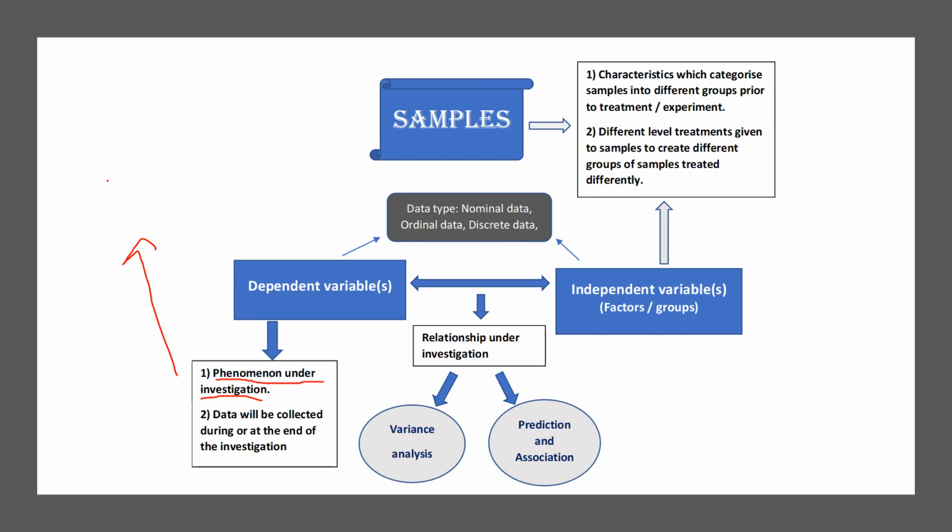If you want to do rheology, you must set up your experiment, do your treatment, and then make your final observation and collect data. So we always collect the data for the dependent variable at the end of the experiment, and sometimes when the experiment is already running. So the phenomenon under investigation is where data will be collected during or at the end of the investigation. That is how you figure out which one is your dependent variable.